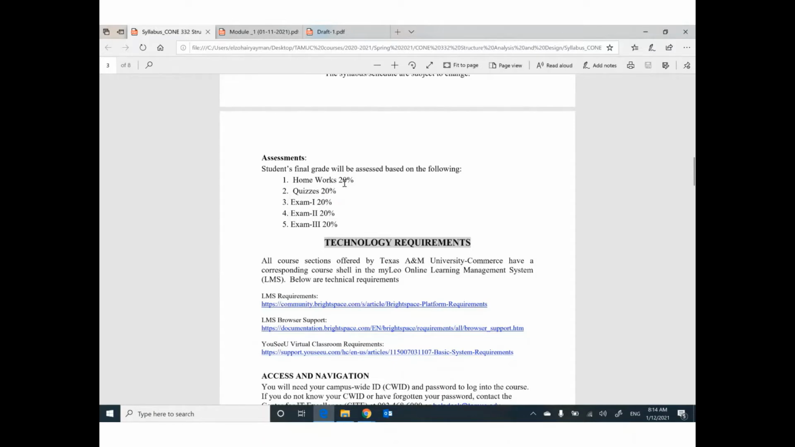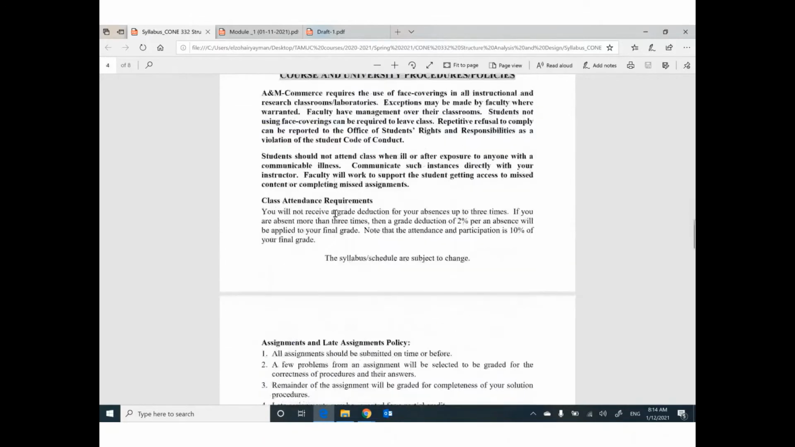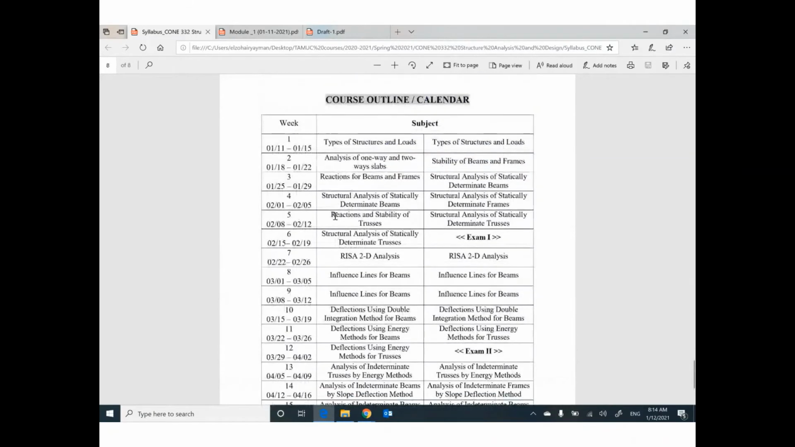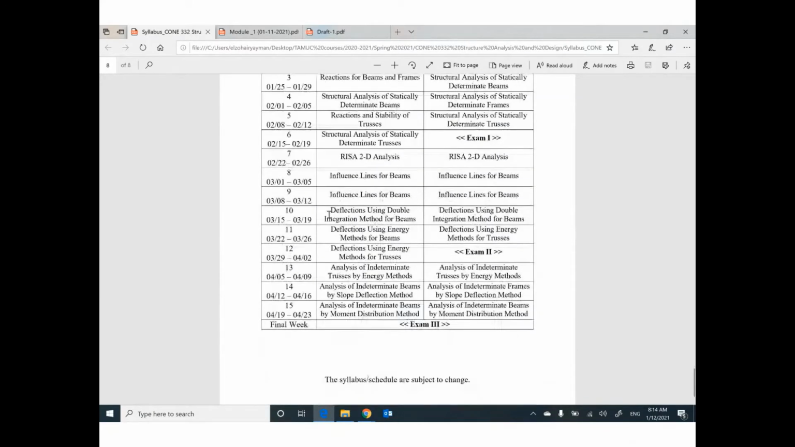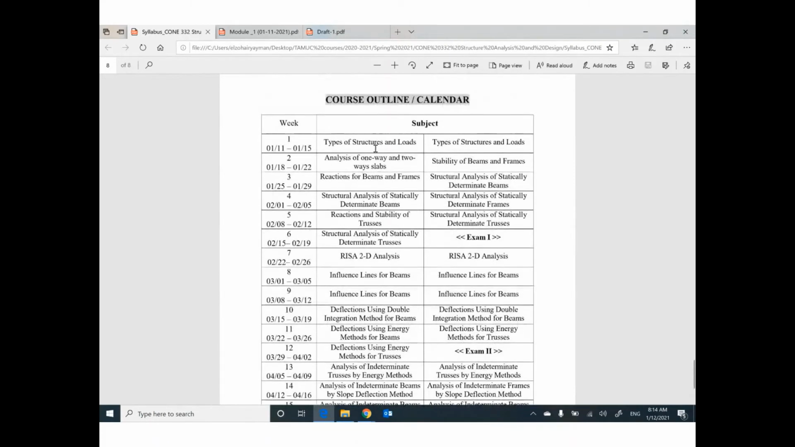So we have 20%. Homeworks, quizzes, exam 1, exam 2, exam 3. We don't have a final exam. We don't have a comprehensive exam. After I finish the first 4 chapters, we have exam number 1.